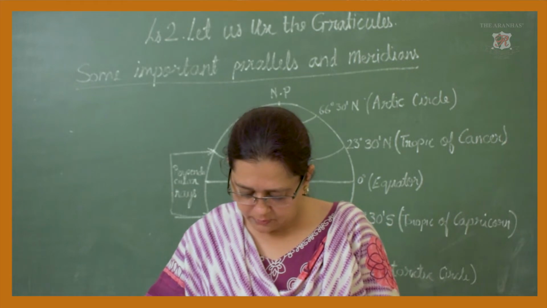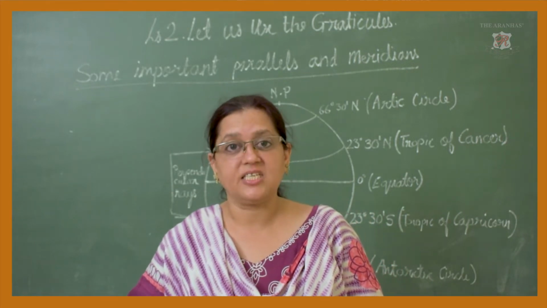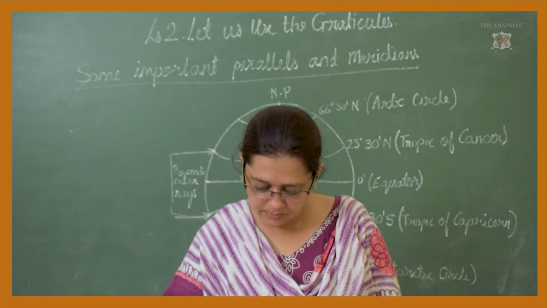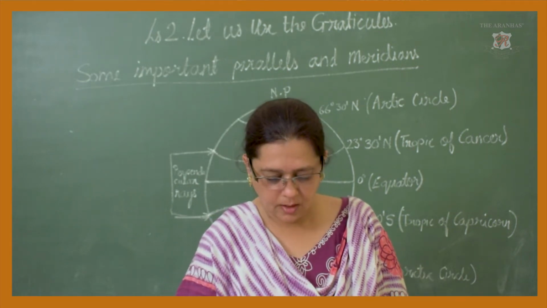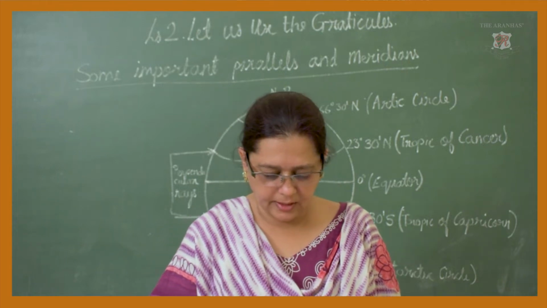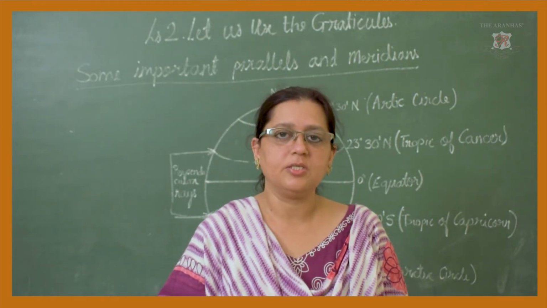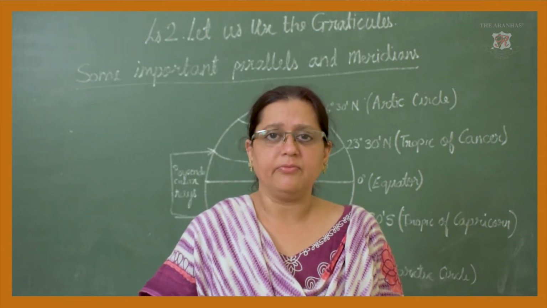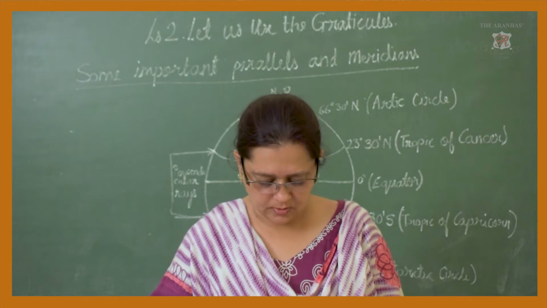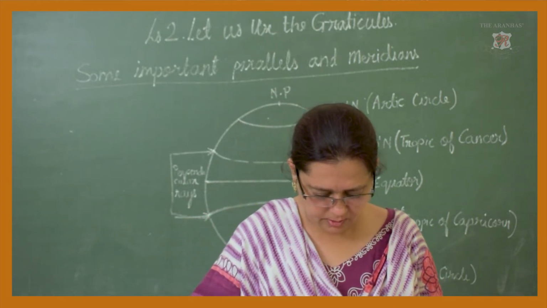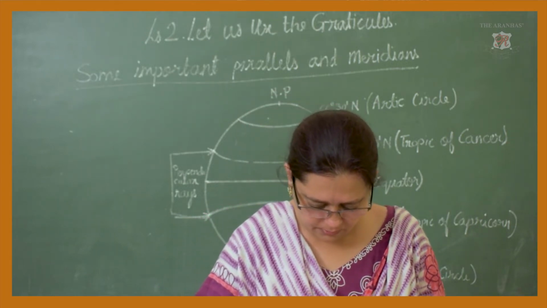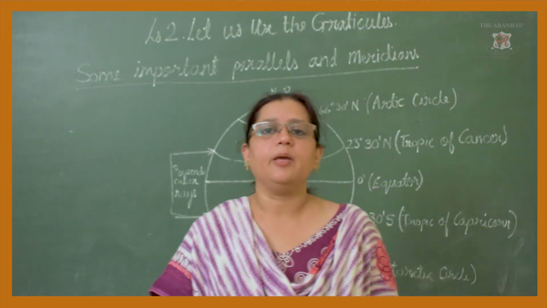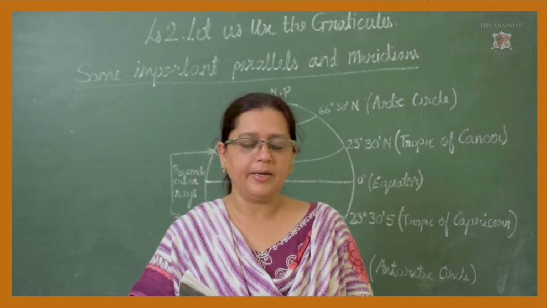We have studied the location of a region, the extent of a place or region, and the extent of a linear feature. Linear feature means river, roads, etc. Now, children, we have also studied some important parallels and the meridians.